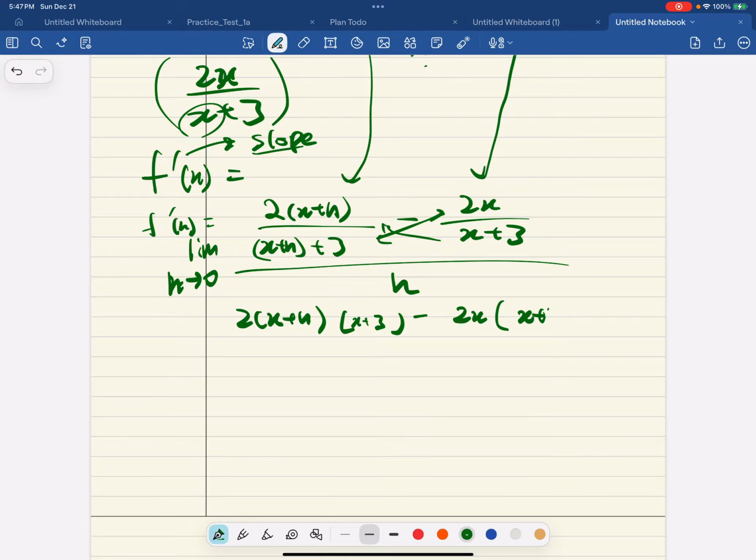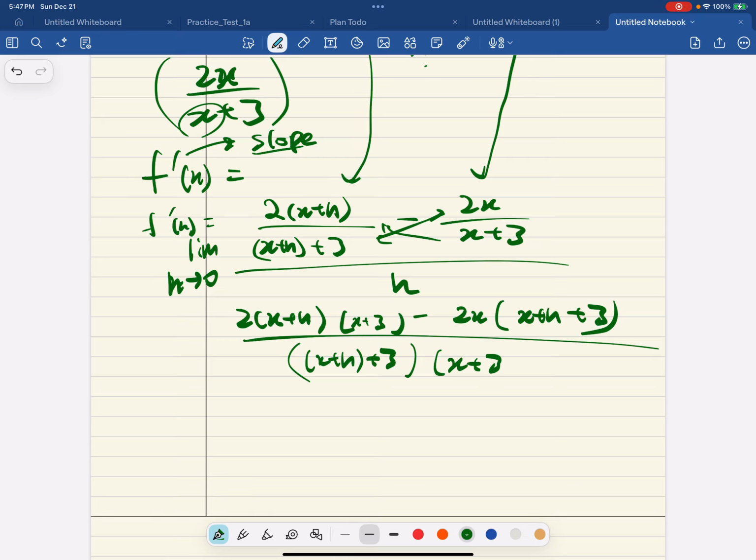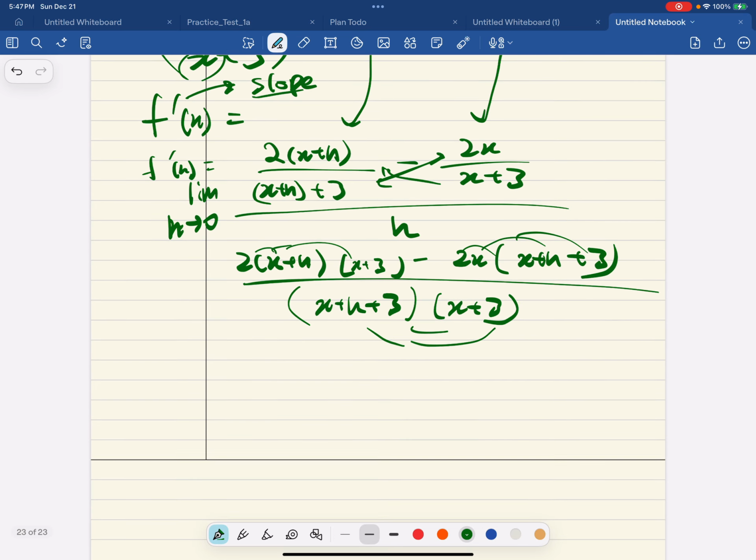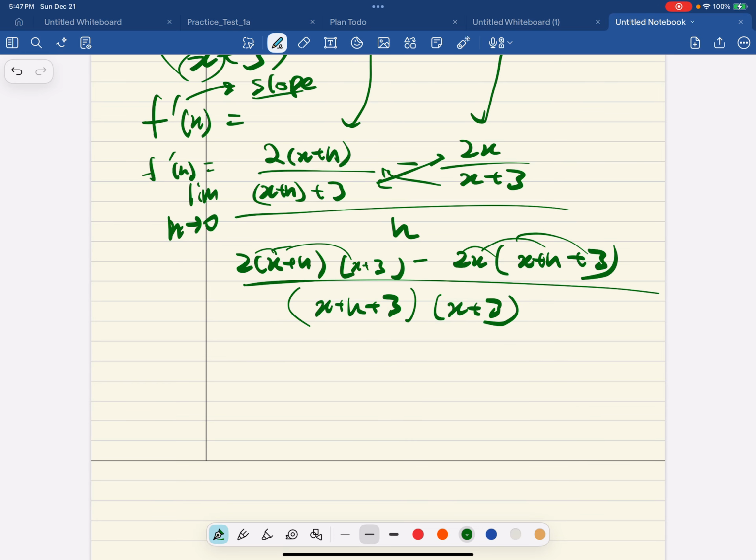Times x plus h plus 3, divided by all of the denominator multiplied together. Times x plus 3. Actually, I could have just written it as x plus h plus 3. And what you'll do is distribute, and these as well. We're going to distribute. Actually, the bottom you don't need to distribute. Sorry. The limit is still h approaching 0.